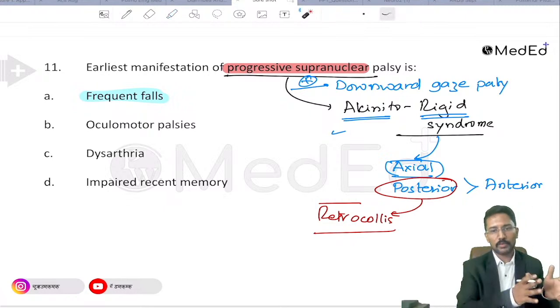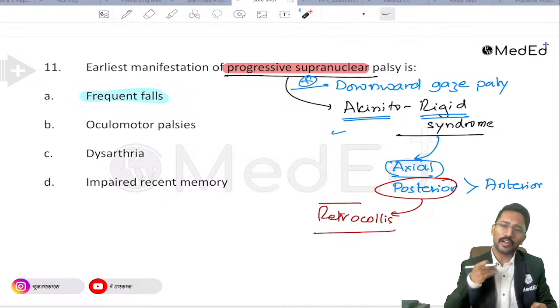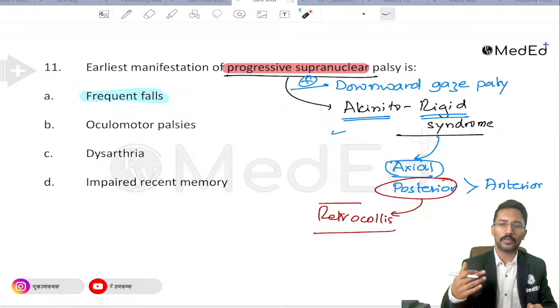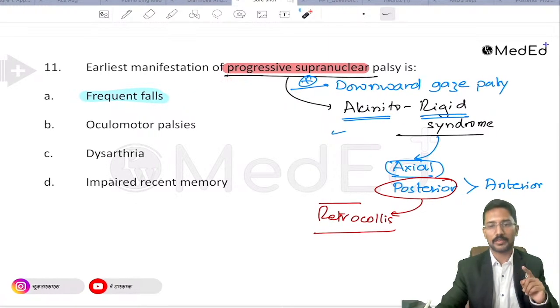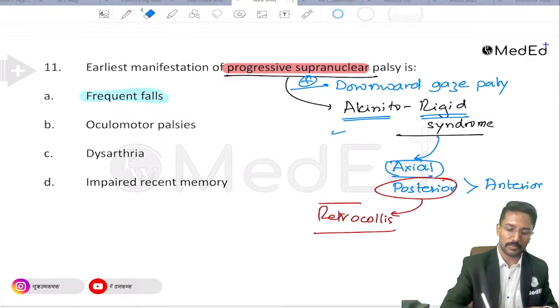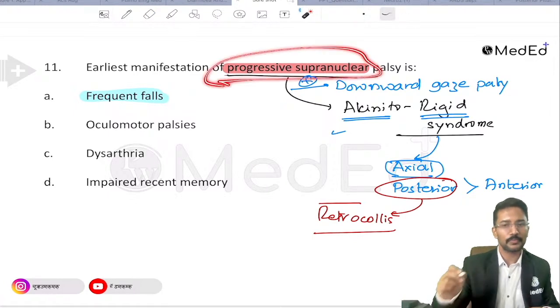And if you have diagnosed someone as having Parkinson's disease, and quite early in the course of the illness they come with repeated falls, right? That's a red flag sign. You should start thinking, my diagnosis may be wrong. It may be progressive supranuclear palsy.